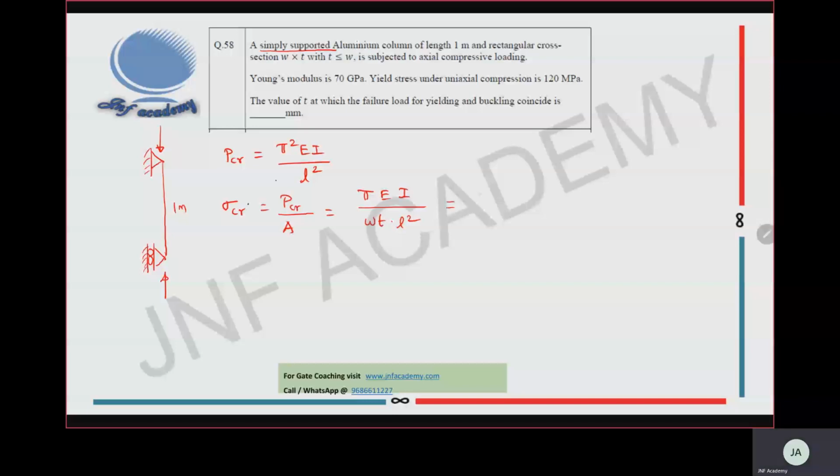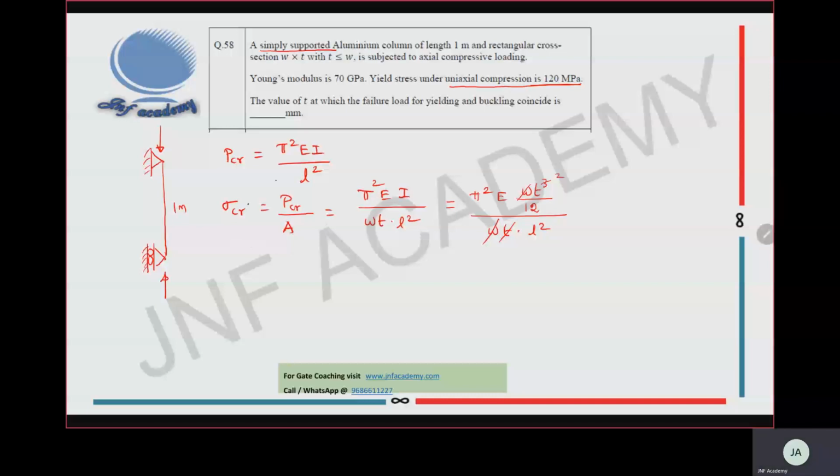So let me simplify it further. I think here I missed a 2. Pi square E. Instead of I, I can put W T cube by 12, the BD cube by 12 formula, over W T into L square. I can cancel W, I can cancel one T from here, and the rest of the values I can substitute. Sigma CR is also equal to the uniaxial compression yield strength. Okay.